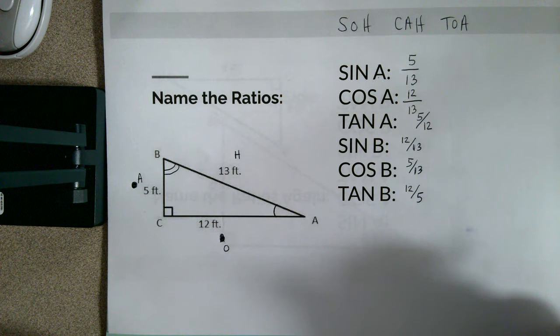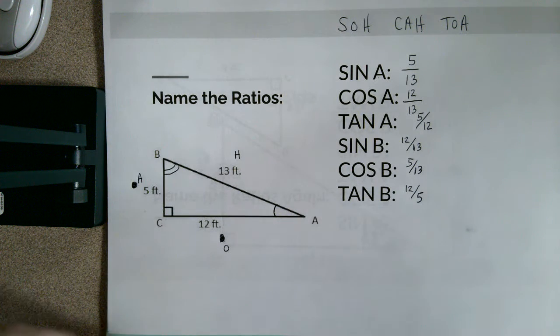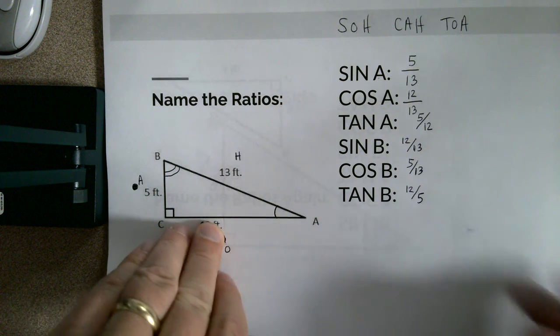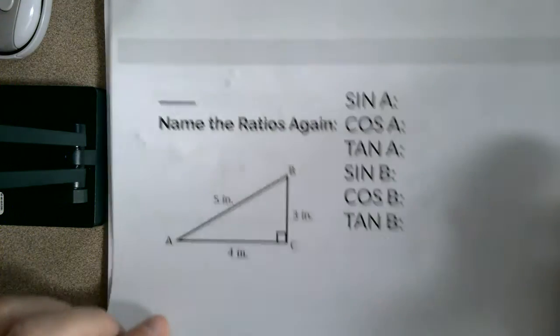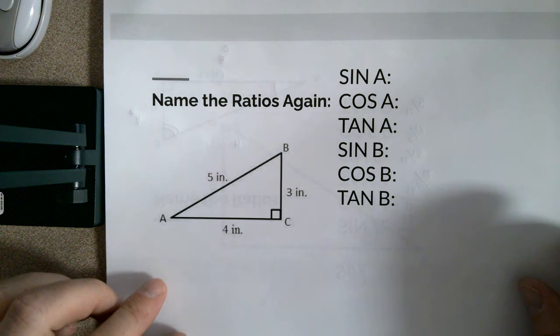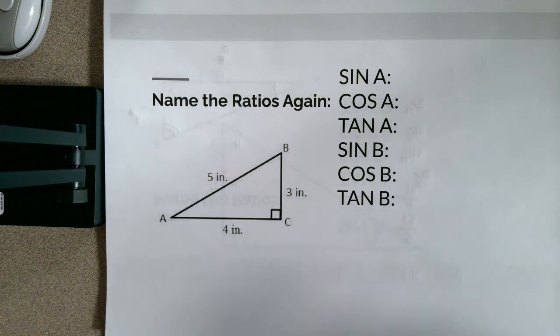So again, it is important for you to be able to identify the parts of the triangle with relation to the angle we're focusing on. Now, what I want you to do is go to the next slide and do the same thing we just did on your own, using this new triangle with the new side. Go ahead and find the sine, cosine, and tangent of both A and B, given the new side lengths 3, 4, and 5.